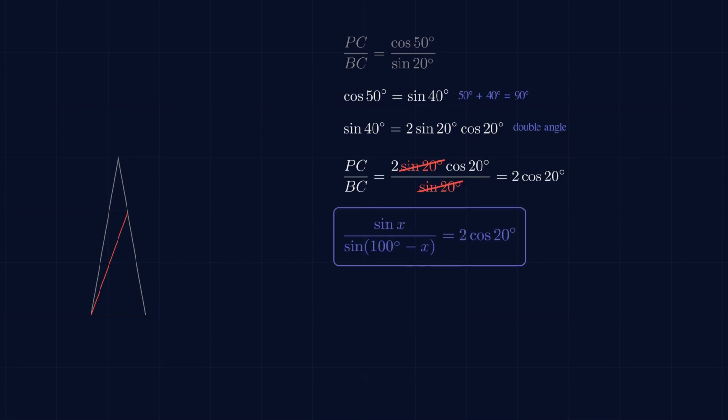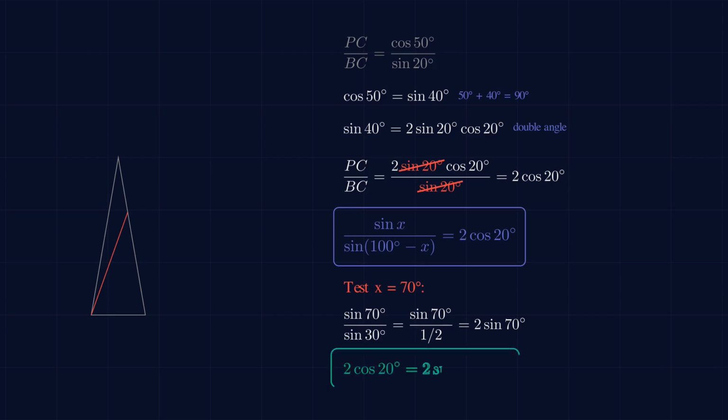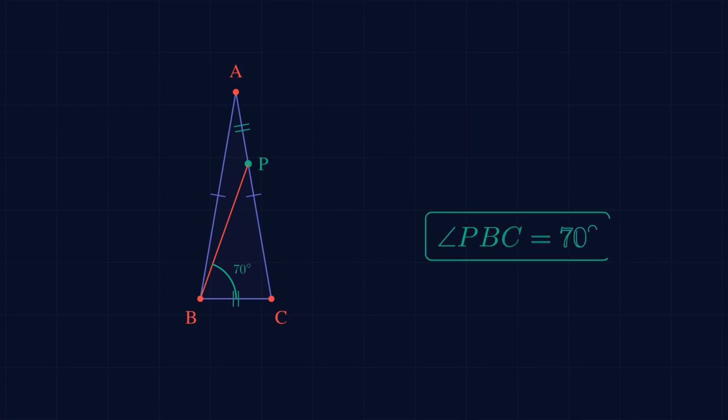So clean. Let's verify. Test x equals 70. Sine 30 is 1/2, so we get 2 sine 70. And 2 cosine 20 is 2 sine 70. It checks out perfectly. And there it is. Angle PBC equals 70 degrees.